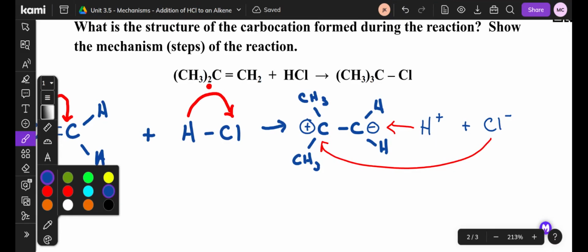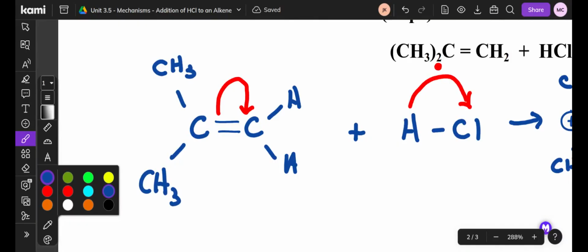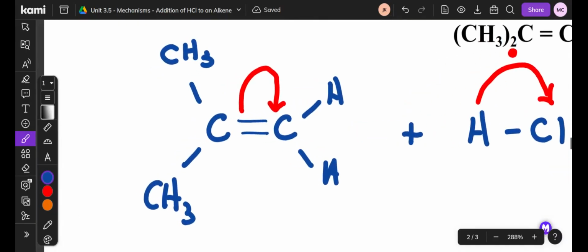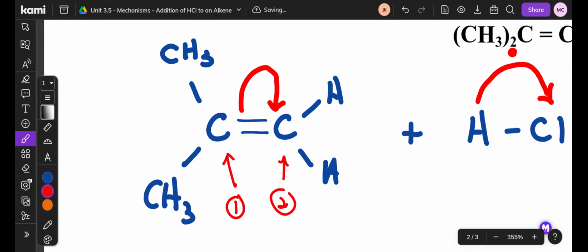Great question. So remember from 2 days ago where we talked about priority. So I'm actually forming the major product. So which carbon, the one here, number 1 or number 2, which one has the higher priority? The 1, because it has those 2 methyls, and then the other one has just the hydrogen.